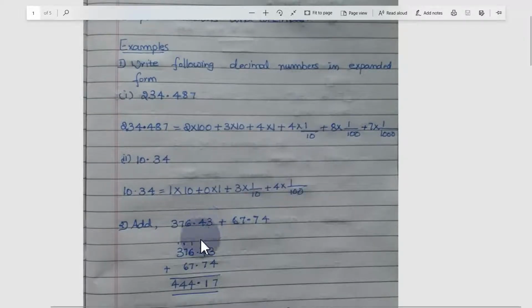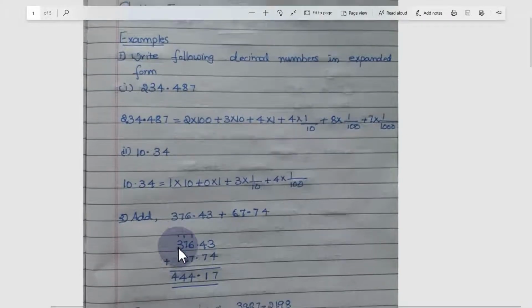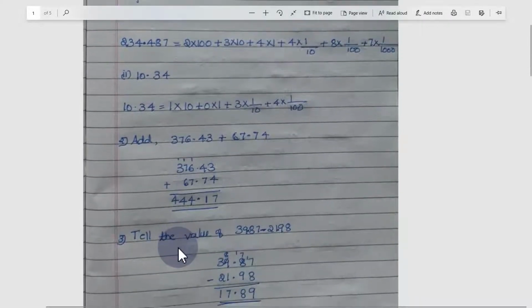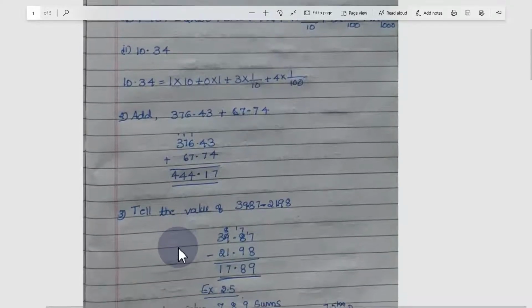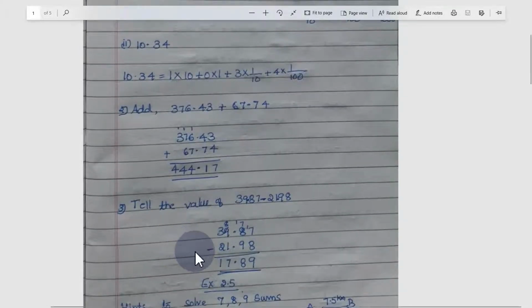Now addition of decimal numbers. As usual, number addition how we will do. But here only this is a decimal number. When you add the numbers, as usual adding, when you cross the decimal point here, you have to put the decimal point for the sum also. So addition, you know. Next, tell the value of 39.87 minus 21.98. This is subtraction. Same like subtraction, but when you cross the decimal point, you have to put the decimal point.